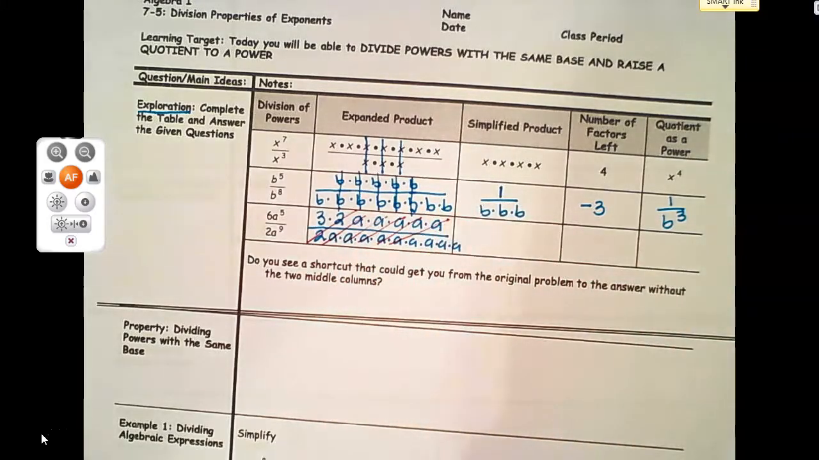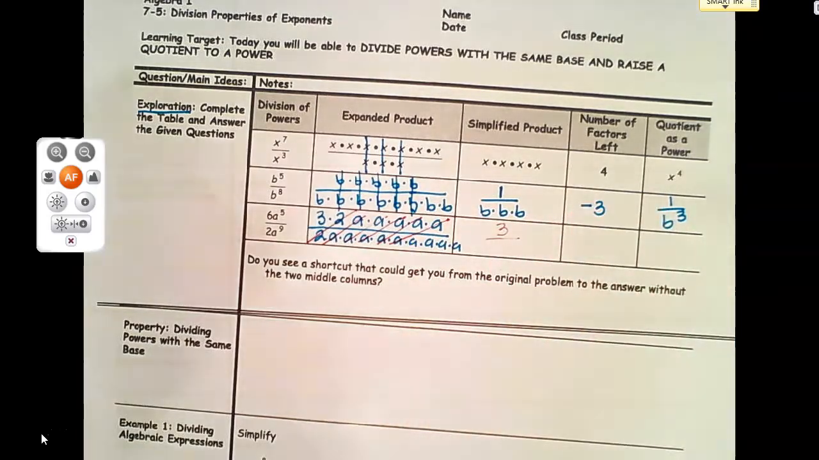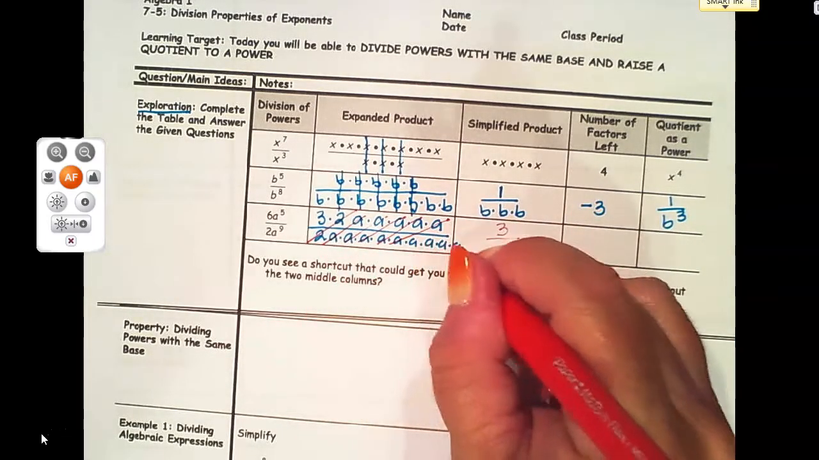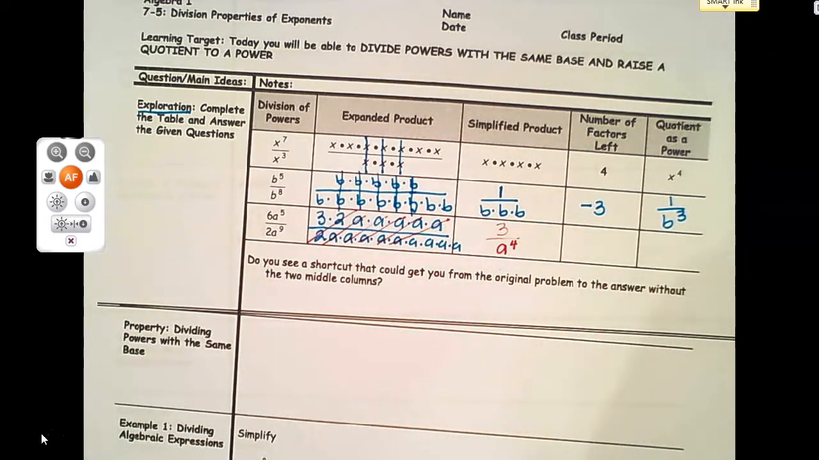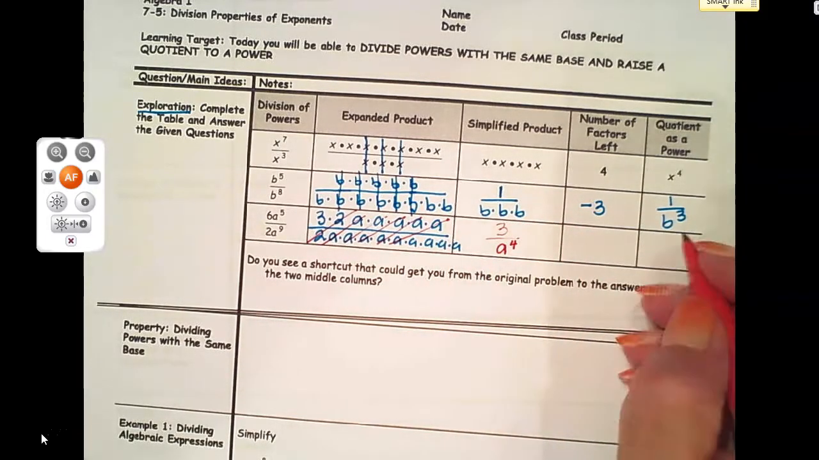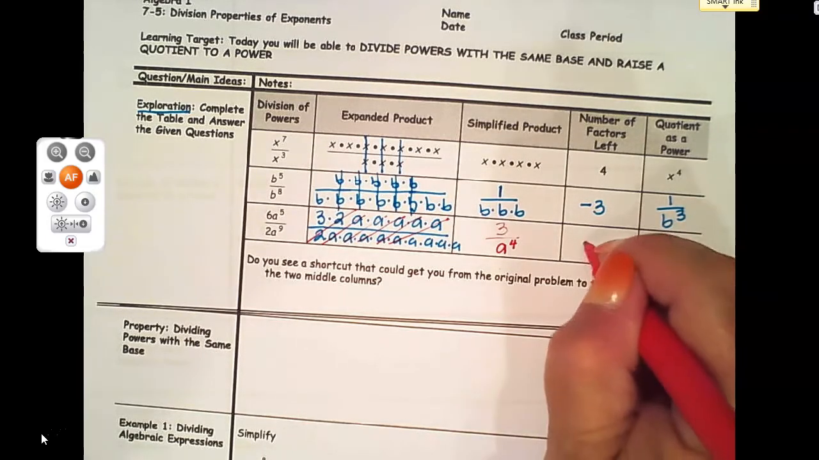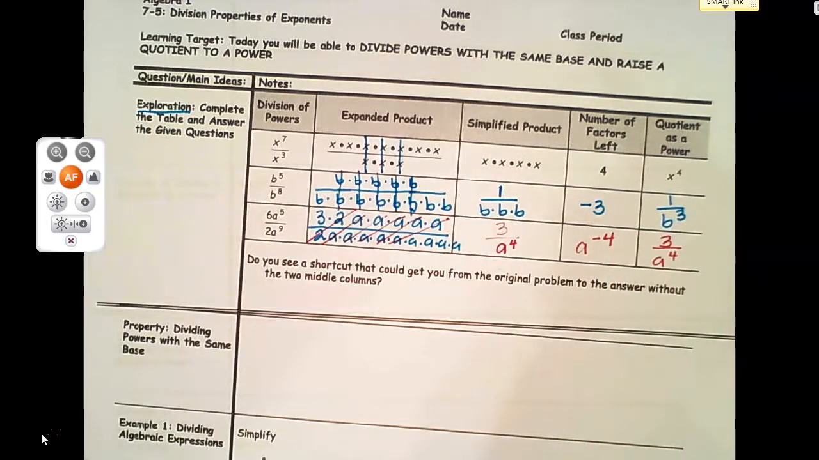So here, let's go 1, 2, 3, 4, 5 a's. There's nothing but a 3 left over on the top. And then I have no numbers, but I have 1, 2, 3, 4 a's. 3 over a to the 4th. And so that's actually going to be my final answer. The 3 is left, and the a to the 4th. If I want to say the number of factors that are left, that would be like an a to the negative 4 or negative 4 factors.